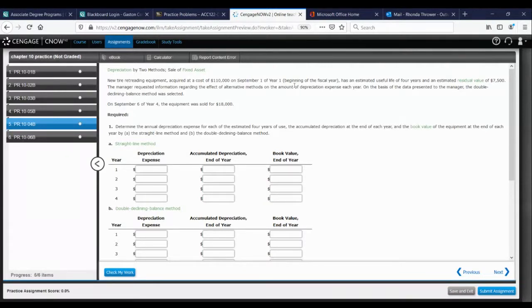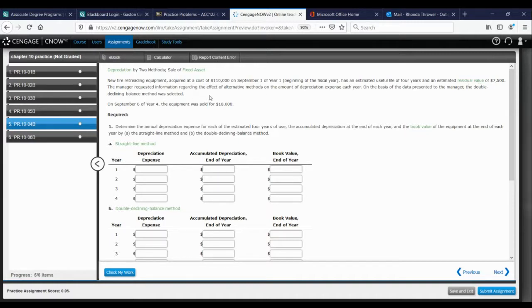So rather than it be a calendar year, their fiscal year is going to be from September the 1st all the way up to the end of August. This equipment is going to have a useful life of 4 years, and they've given you the residual value, which is also called the scrap value, which is the value of the asset after it's been fully depreciated.